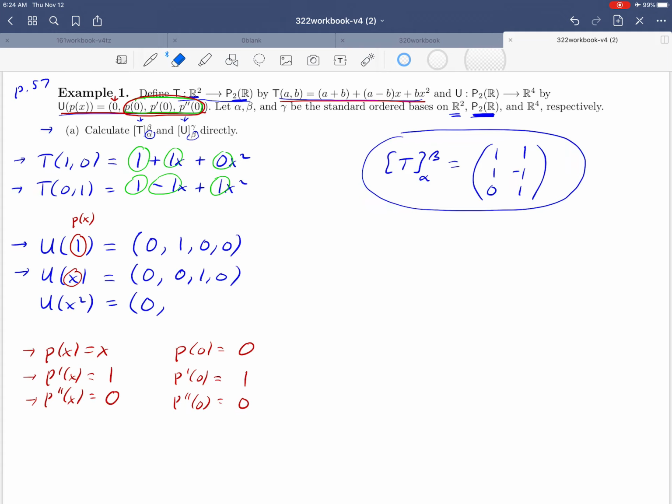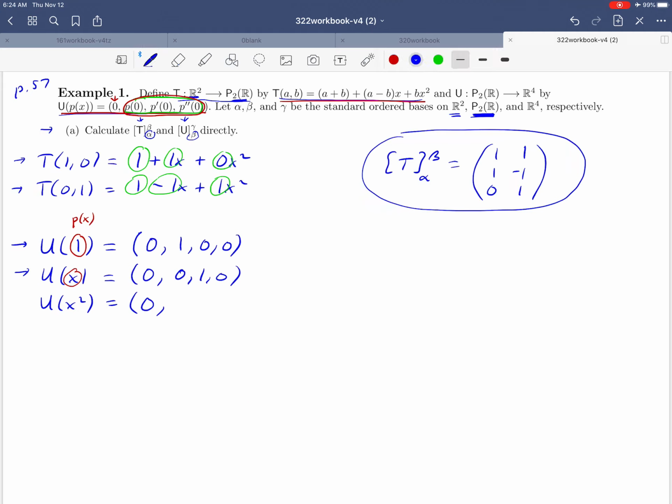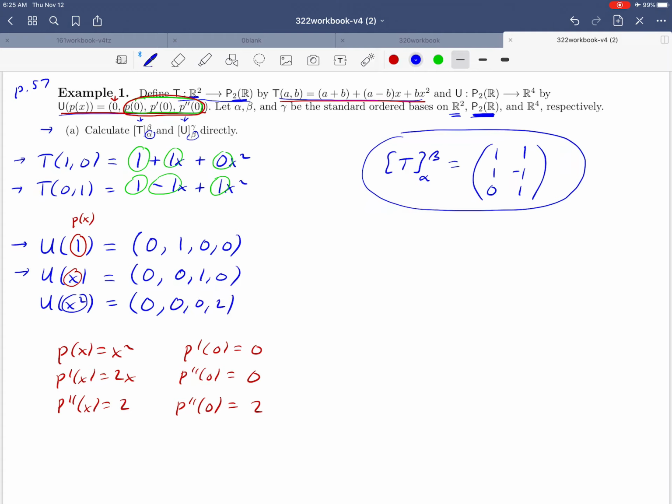And again, erasure warning here. We'll get rid of that. And now we'll move on to what about x squared? All right, well, if p of x is equal to x squared, then its derivative is 2x, second derivative is 2, and we're going to substitute 0 in for all of those. So 0 squared is 0, 2 times 0 is 0, and then if we plug in 0 to a constant function, we're just going to get 2 out. So our last three numbers are just 0, 0, and 2.